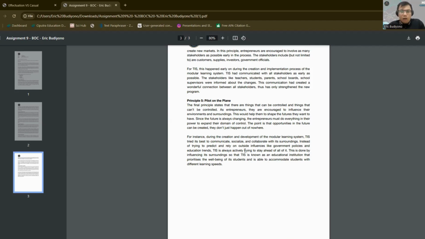We can try to predict, and we can try to communicate and socialize the modular system to our parents, to our students, even to our teachers, to strengthen the understanding of the modular system in Temasek Independent School.